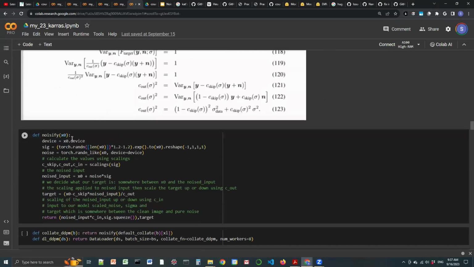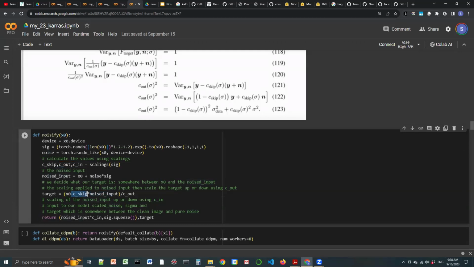Now let's look a little bit at noisify. In noisify, we calculate sigma, which is exactly the equation that we showed before, and we calculate the values using the scalings. We'll talk about c_out and c_in in a minute. We saw c_skip come out of the scaling. Then we noisify the input, which is x0 plus noise times sigma. Then we decide what our target is. And our target, as I have told you before, is now somewhere between a clean image and the noised input.